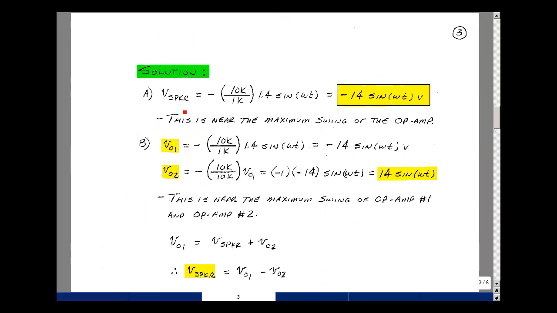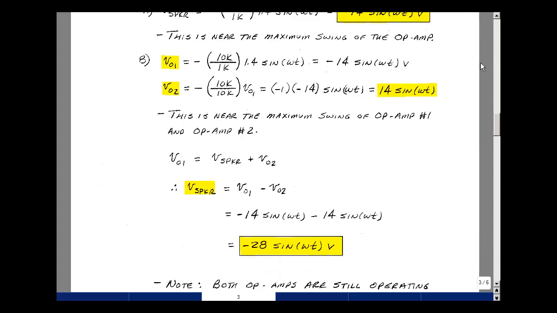So here's our first circuit result, with the voltage across the speaker being minus 10 times the input, so minus 14 times the sine of omega t. And the second circuit, Vout2, was multiplying that result by a minus 1, so plus 14 times the sine of omega t. And I'm going to solve for the voltage across the speaker in the bridge amplifier. I'll let you look at the previous page.